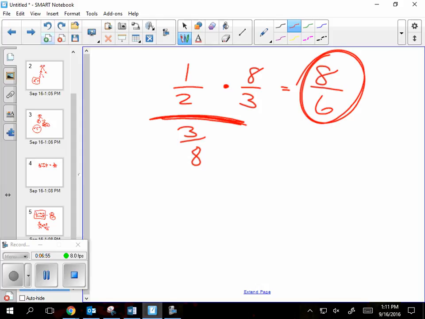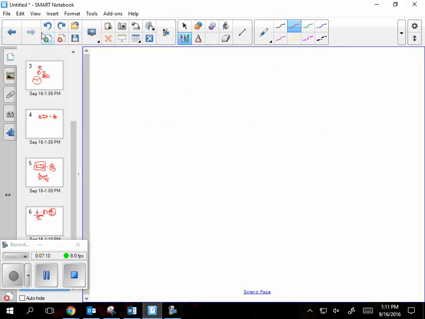Do you get it? All I did is change it to a times and flip the fraction over. You used to have a 3 on the top, now the 3's on the bottom. You used to have an 8 on the bottom, and now the 8's on the top. Let me show you that again. Let's say it was 5/3 divided by 9/2.